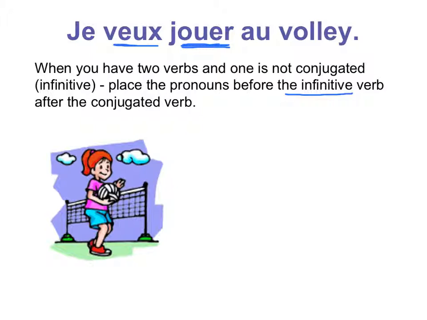So let's take a look at what this would look like. Je veux jouer au volley. We're going to say je veux, because we're going to use that first conjugated verb. Then we'll add the pronoun. Au volley, so we'll replace it with y. Je veux y jouer.